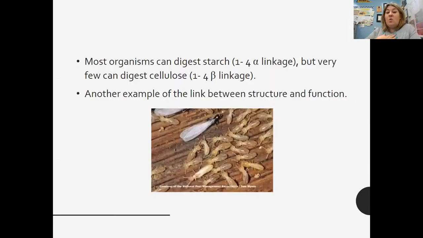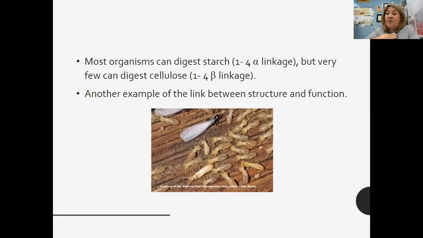Now, there are some organisms that can digest these beta linkages. Here's an example of them, a termite. If you get termites at your house, that can be dangerous because the termites will begin to eat the wood in the frame of your house, and it can cause structural damage to your home.